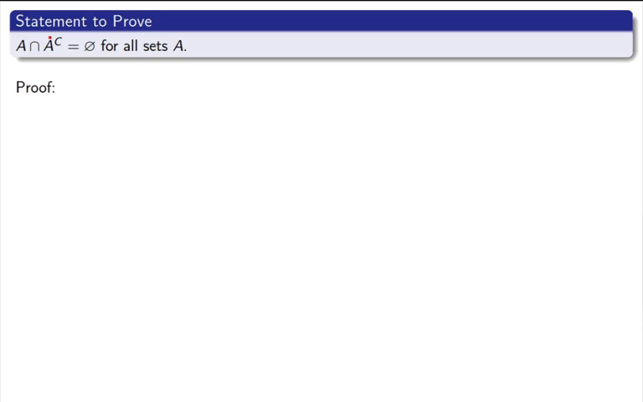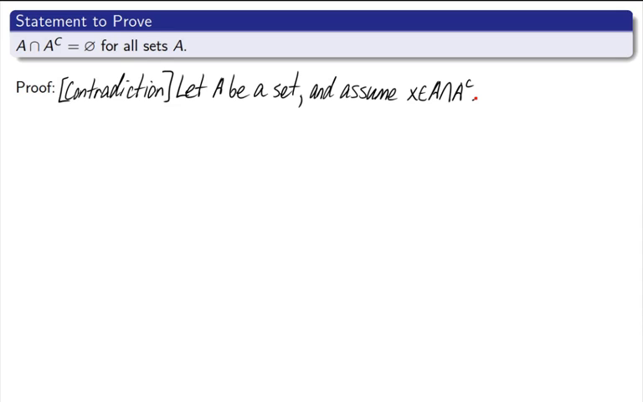Let's prove this by contradiction. First off, we're trying to show this for all sets, so let's pick our arbitrary set. Let A be a set. Now, if it's going to not be empty, what that means is that there is an element of the set. Assume x is an element of A intersect A complement.